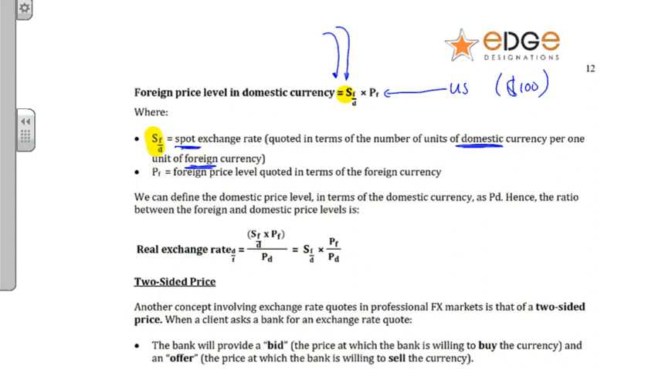I said, well, then just apply your exchange rate, which is F, the foreign rate over the domestic rate, times the price of the good in the US. Well, then I'll get to exactly how much that is.